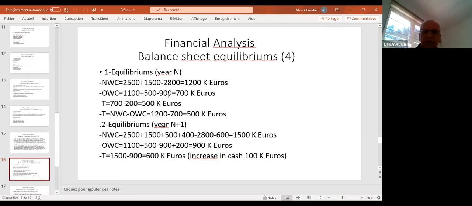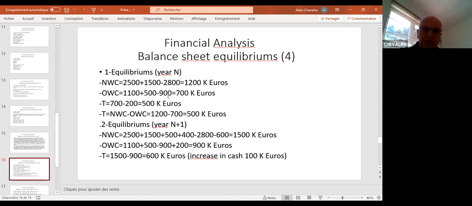Of course, you can recalculate T another way, both ways. You can do it through the difference between the net working capital and the operating working capital, or using the position in the balance sheet of cash and short-term financial debt. And of course, hopefully, you find the same number at the end, which is 500k euros.